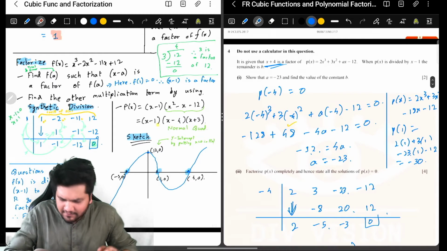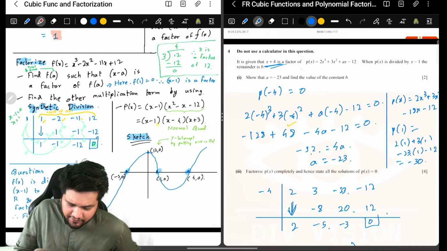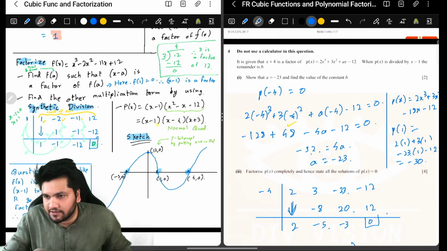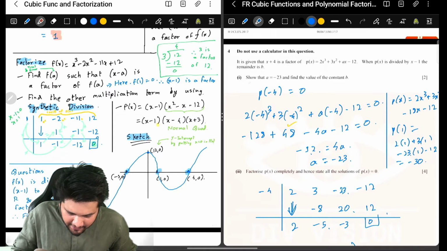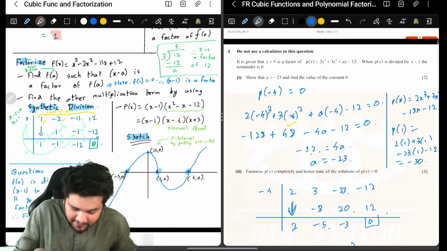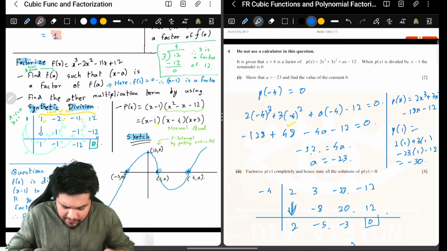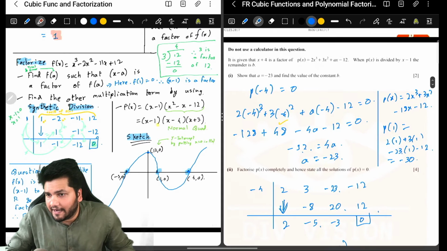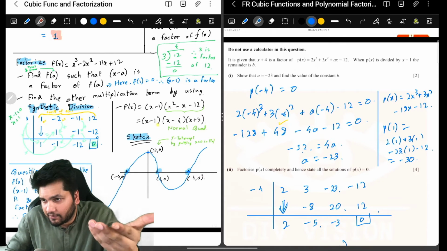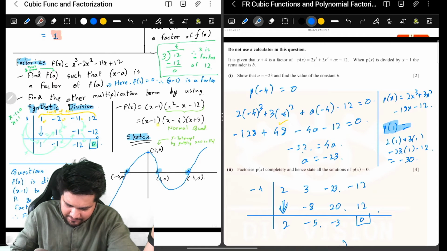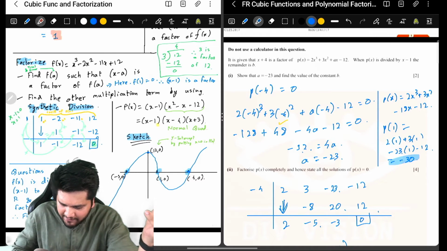Now the second question is similar: x plus 4 is a factor of p of x, and when p of x is divided by x minus 1, the remainder is b. So it's the same type of question asked in a different way. Show that a equals minus 23 and find the value of b. Since x plus 4 is a factor, p of minus 4 equals 0. Substitute that, solve it, and you will get a equals minus 23. Same thing. Then you just have to find b, which is the remainder when p of x is divided by x minus 1. So we substitute p of 1, and you will get minus 30 as your answer.